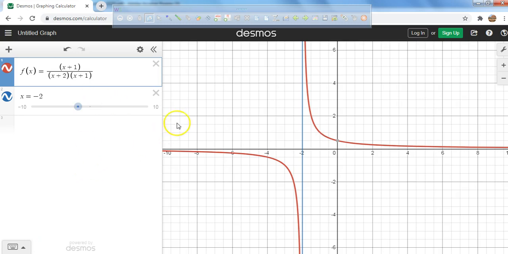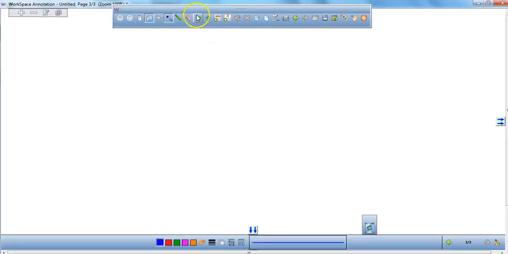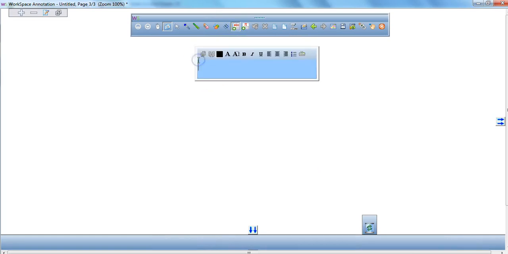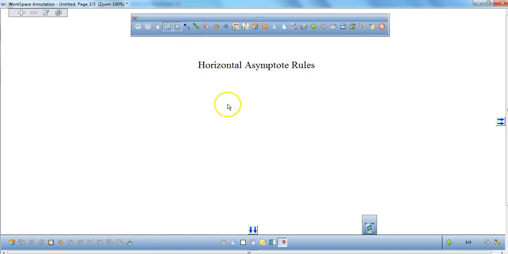Okay. So what we're going to talk about now is a little bit different rule, and this rule goes for what's called horizontal asymptotes. So if you would, we're going to write rules for horizontal asymptotes. All right, horizontal asymptote rules. We're going to do rule number 1.